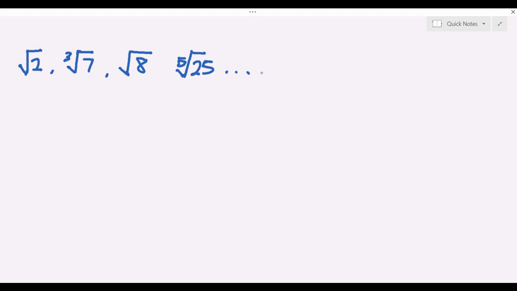Surds are numbers that are classified under irrational numbers, and this is a feature of irrational numbers. When you use devices to look for values of surds, they give you just approximate values. For instance, if you look for the square root of 2 with a 10-digit calculator, you get something like this: 1.414213562.